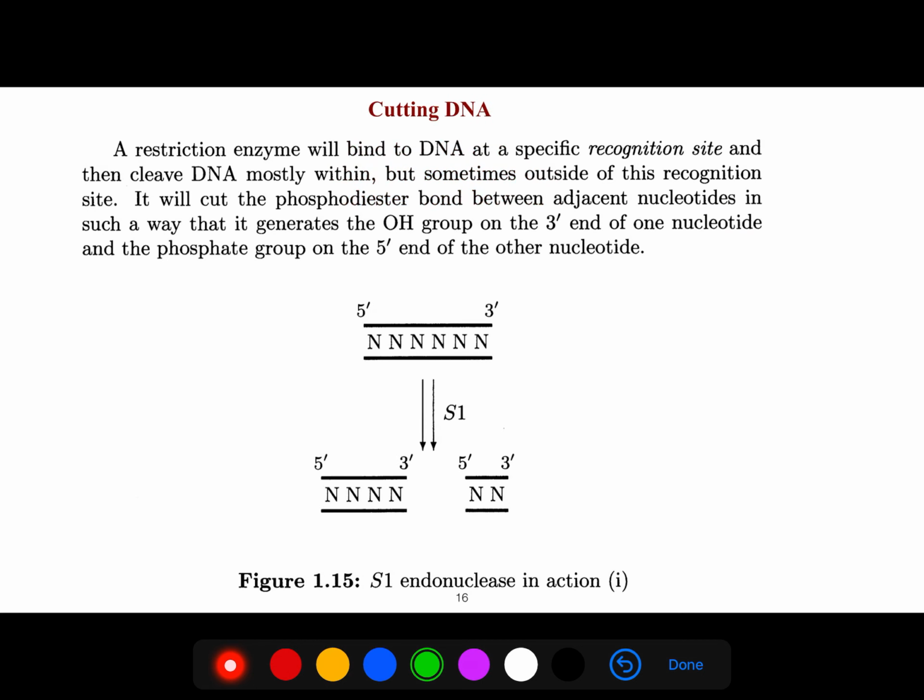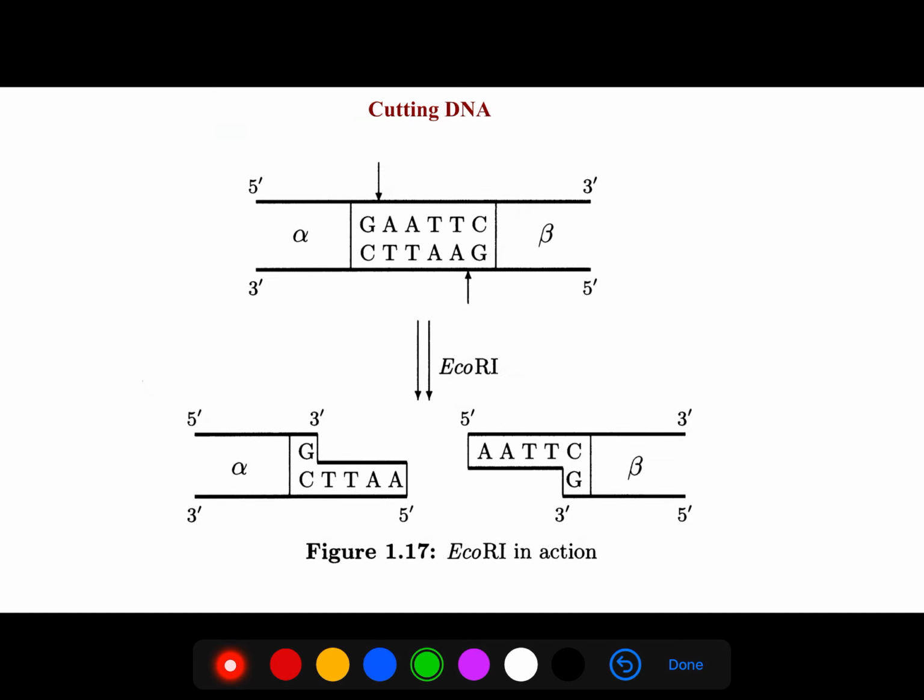And the other action that the body, the nature does, is cutting. For example, the restriction enzyme will bind to DNA. So a particular restriction enzyme will bind to DNA, binding here, and it cuts at a specific recognition site, and sometimes outside of this recognition site. So it will cut this bond between adjacent nucleotides in such a way that it generates the OH group here at the end of the one nucleotide. So this is the cutting of DNA.